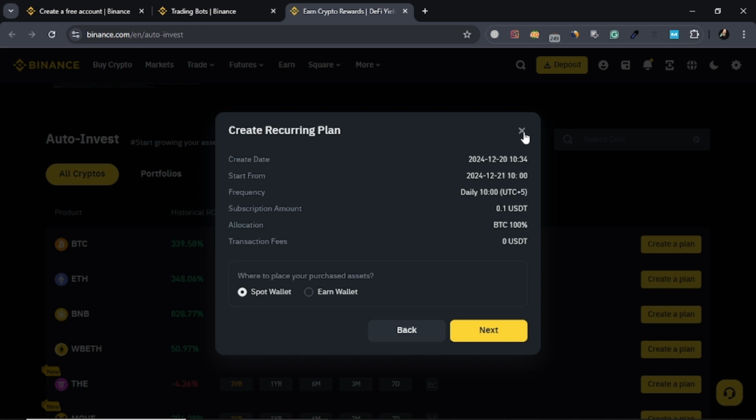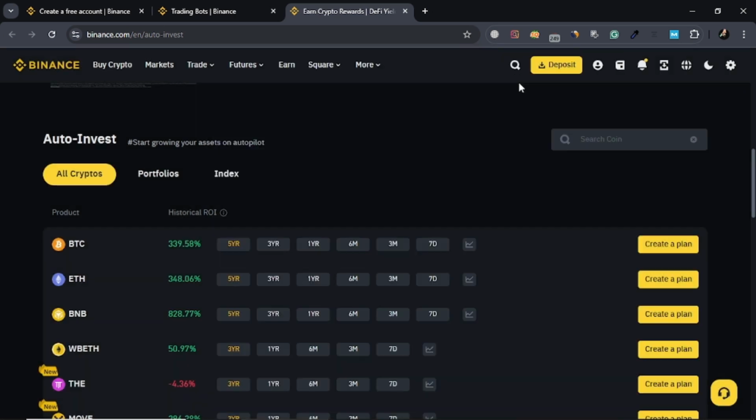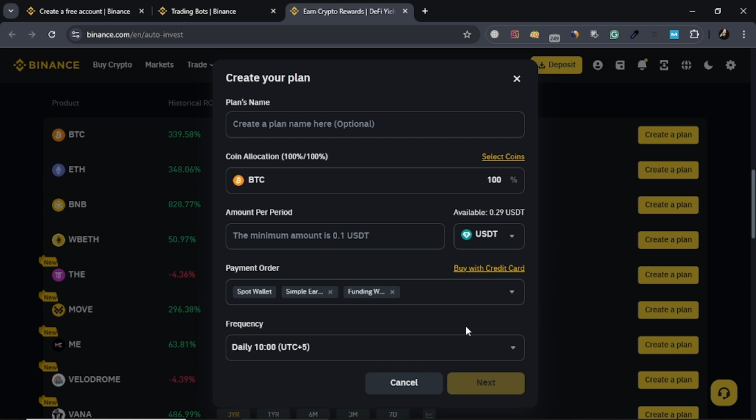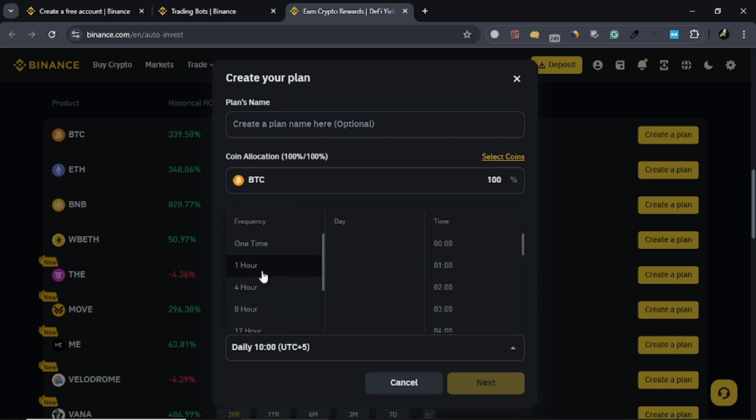Let's now discuss two key principles to maximize your success with Auto Invest. First, invest regularly. Avoid the mistake of making a one-time investment. Bitcoin's price tends to fluctuate, but its long-term trend has been upward. By investing regularly, you can average out the cost and avoid the risk of buying at a peak.